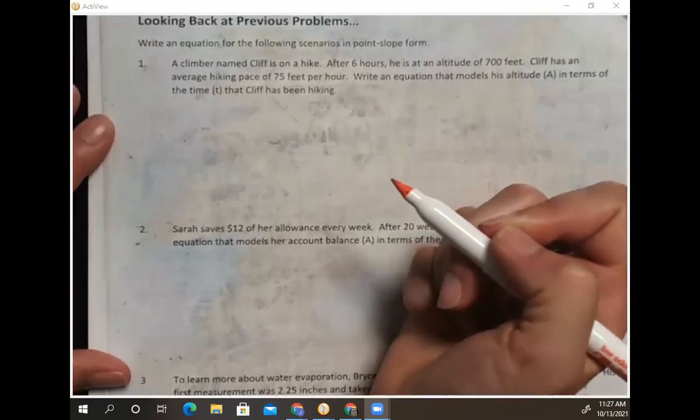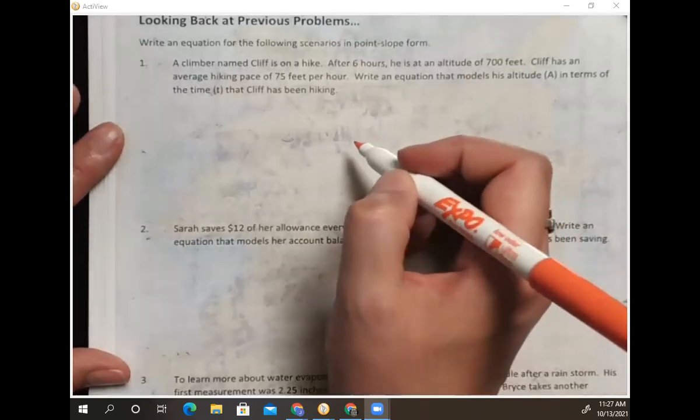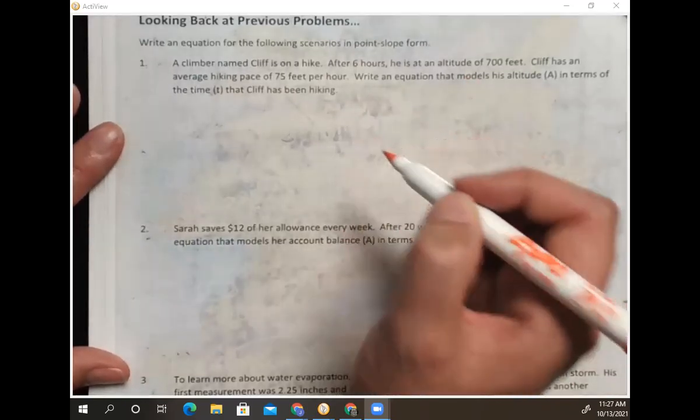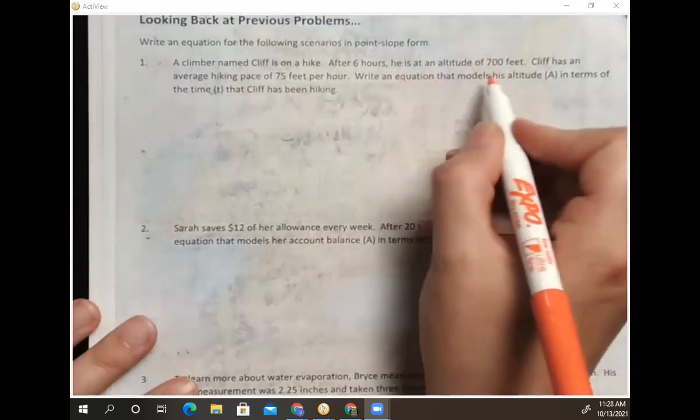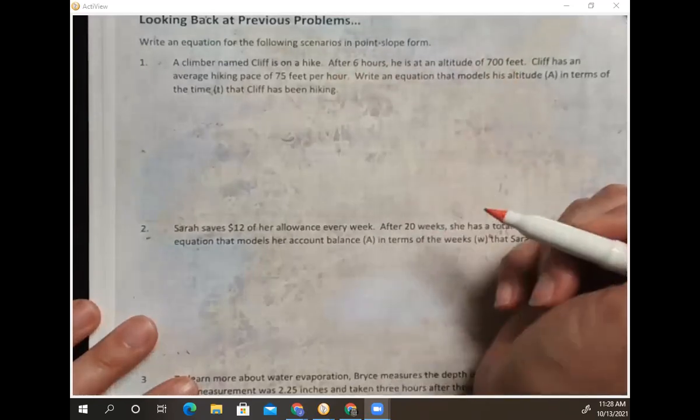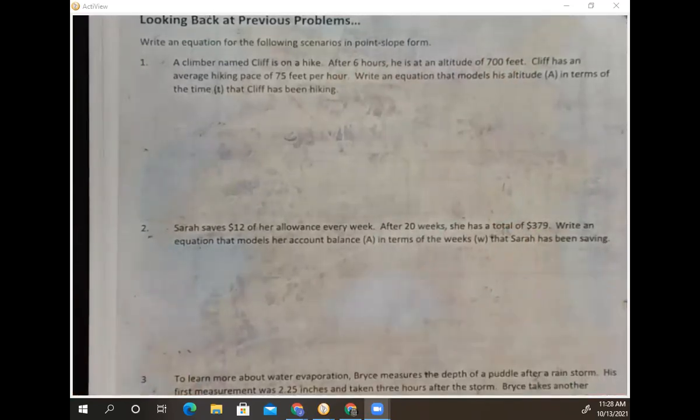So number 1, we've got a climber on a hike. We've seen this example before, but when we saw it before, they gave us 2 different points. So it's telling us here, after 6 hours, he's at an altitude of 700 feet. So they gave us that, and then they gave us, like, after 7 hours, he's at an altitude of whatever. And we used that to find the slope when we saw this problem before. Here, we're going to write an equation for his progress, for his travel, using the information that we're given. And based on the information, we'll use point slope form.